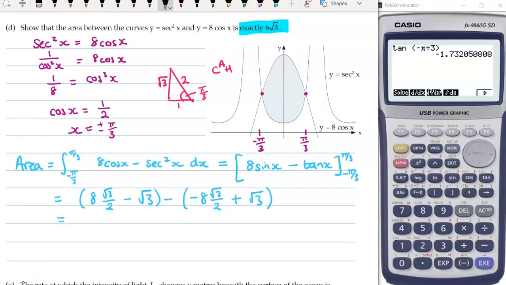So this now is 8 over 2 becomes 4 root 3 minus root 3 plus 4 root 3 minus a root 3. So we have a 4 plus a 4 is 8, and take away 2, it leaves us with 6 root 3.